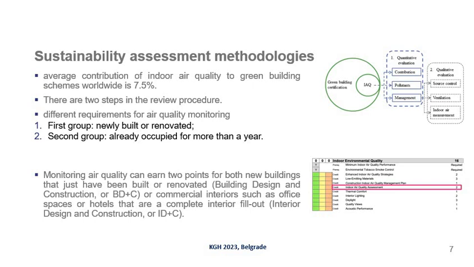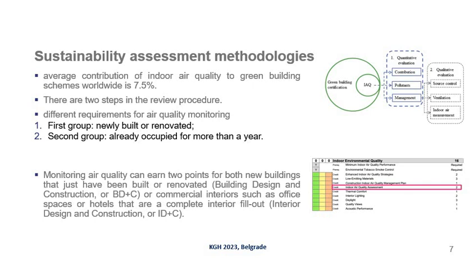There are 2 steps in the review procedure, which are shown in the upper picture. In step 1, the objectives are to analyze how and to what extent indoor air quality is taken into account in green building certification. In step 2, a detailed analysis is carried out, which focuses on indoor air quality management.